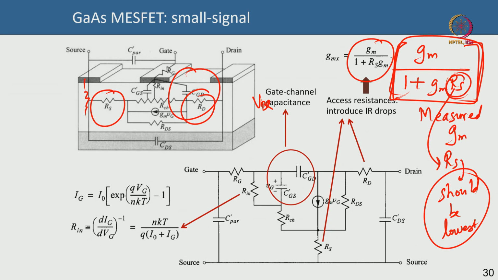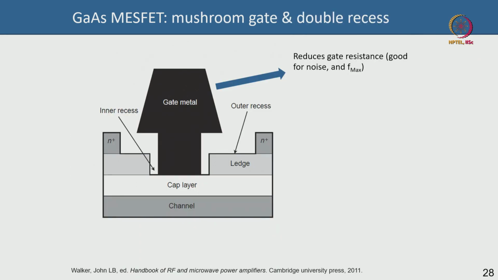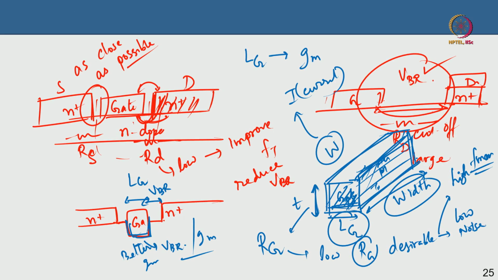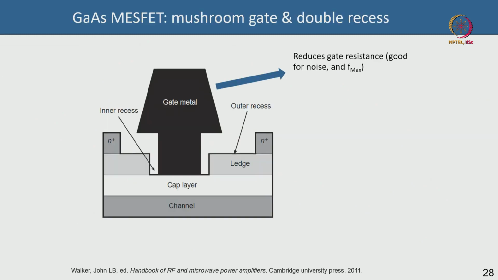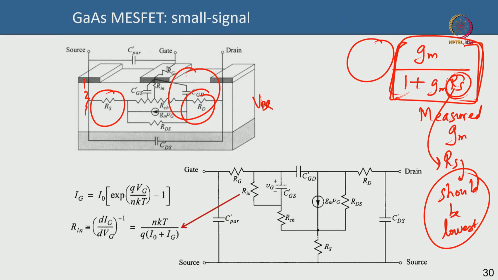So we shall end lecture 18 here today. We have talked about the small signal model, and we have talked about the gate recess, the mushroom gate, the gate resistance, and the fact that single recess and double recesses are necessary. These are very important concepts not only for gallium arsenide MESFET, but also for gallium arsenide HEMT, gallium nitride HEMT, etc. So this is generic for all kinds of transistors, although we are emphasizing MESFET here.